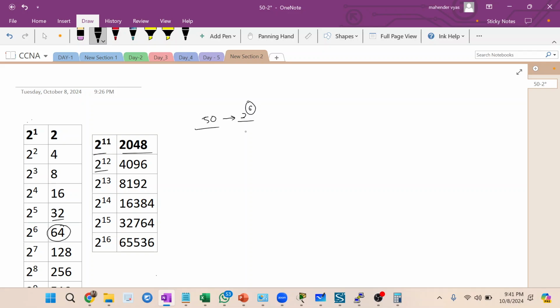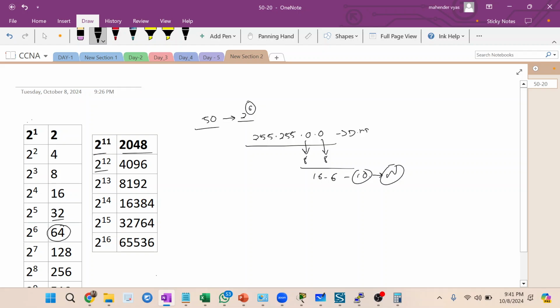So suppose my subnet mask is 255.255.0.0. This is our default subnet mask. Now I have 8 host bits here, 8 host bits here. Total I have 16. But how many do I want? I want only 6, right? So the remaining 10 I will convert into network bits now. Because out of 16 I want only 6 host bits. So the remaining 10 I will convert into network bits now.